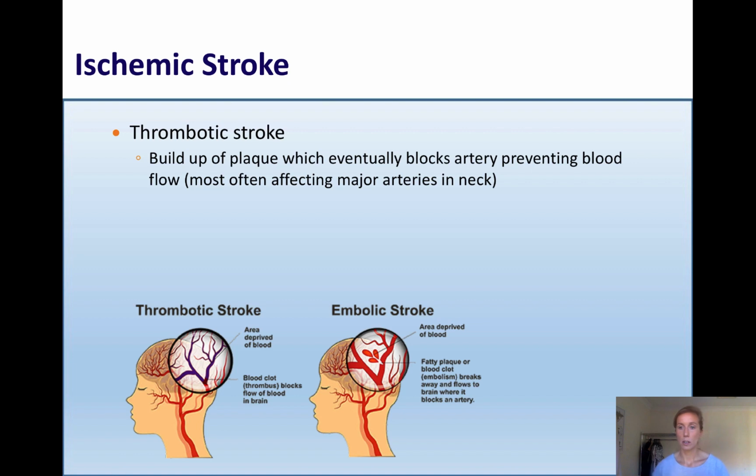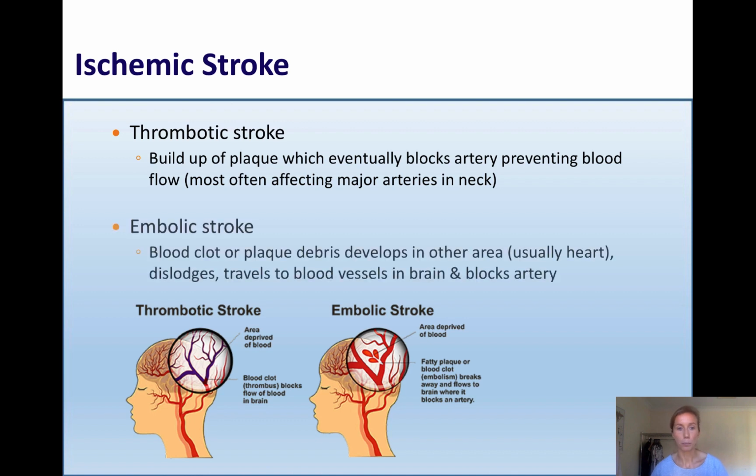So just to not complicate things, but just to note, there's actually 2 different types of ischemic stroke. Okay, so we've got thrombotic. Now this is where that buildup of plaque eventually blocks the artery, preventing blood flow. And it most often affects major arteries in the neck, which we can imagine are going to cause issues for getting blood to the brain. So this is what we can see on the left-hand diagram at the bottom there. Okay, so you can see that thrombus, we call it, blocks the flow of blood in the brain.